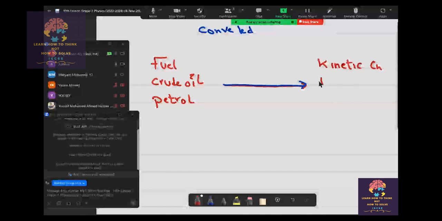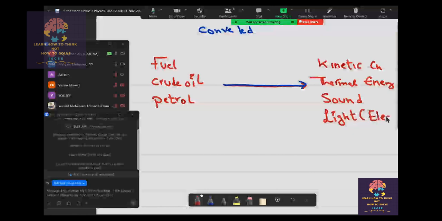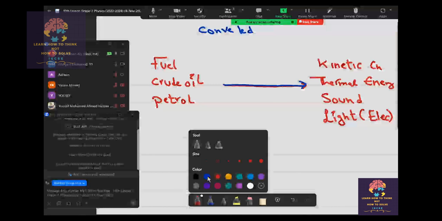And sound and light. Yes, exactly, thermal energy, if I want to use the fuel to heat my room during cold days, right? What else? The chemical energy of the fuel and petrol can be converted to sound energy, very good, the sound created by the engine. Light energy also, if I use the fuel or petrol to generate electricity, or electric energy, right? Okay, what else? Think.